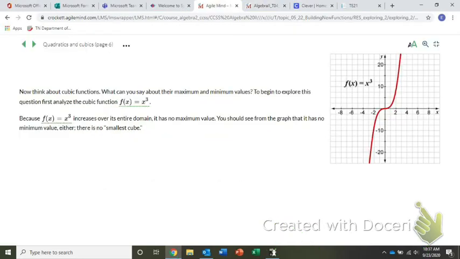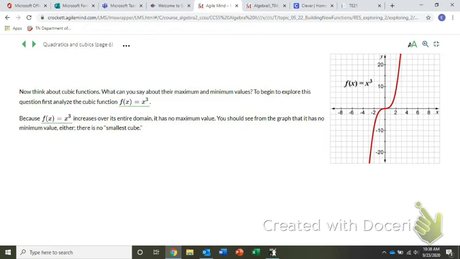All right. This says, now think about cubic functions. What can you say about their max and min values? To begin to explore this question, first analyze the cubic function f of x equals x cubed.